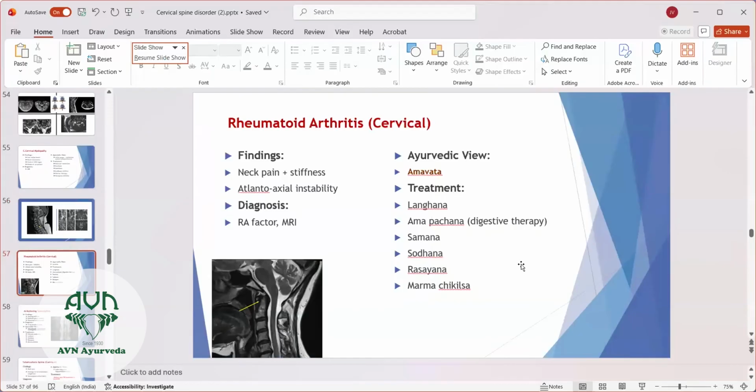The other condition affecting the cervical region is rheumatoid arthritis, where you can observe neck pain plus stiffness, and atlantoaxial instability we can see. Radiologically, we have to look for RA factor, and MRI is also taken. In the Ayurvedic view, we can take this as Amavata. The same protocol of internal medicines we can give according to the condition of the patient.